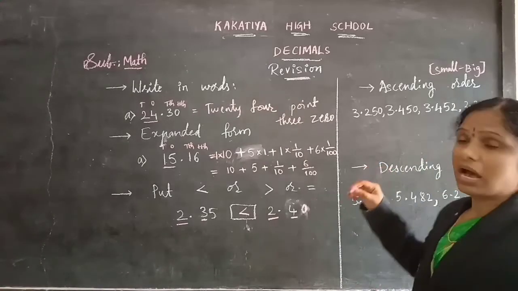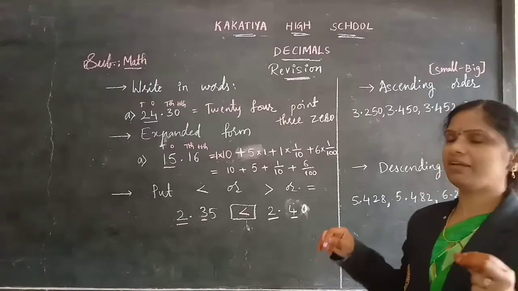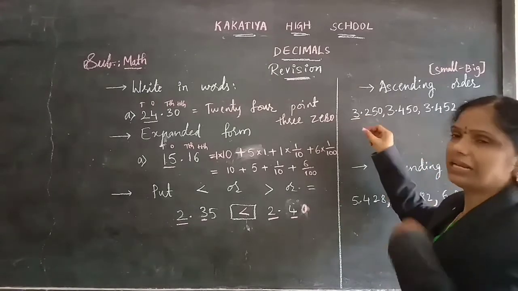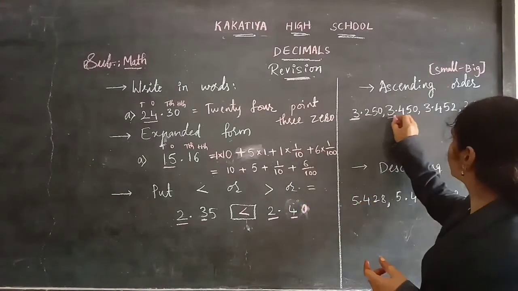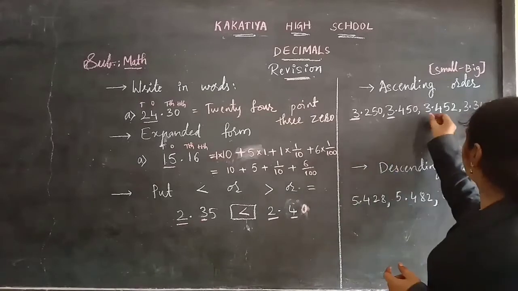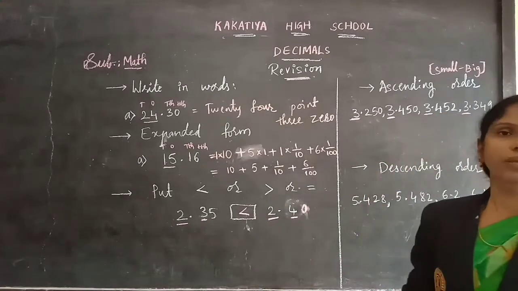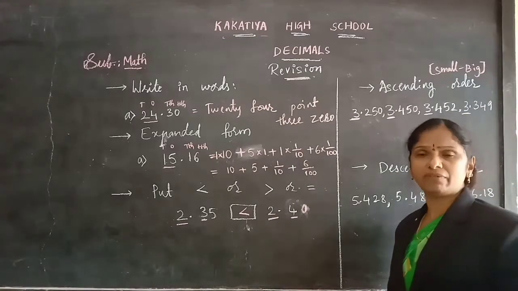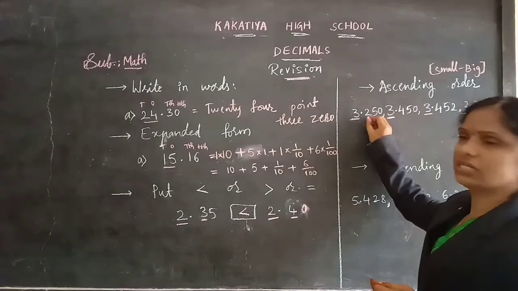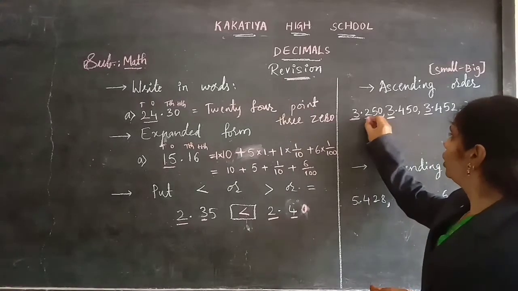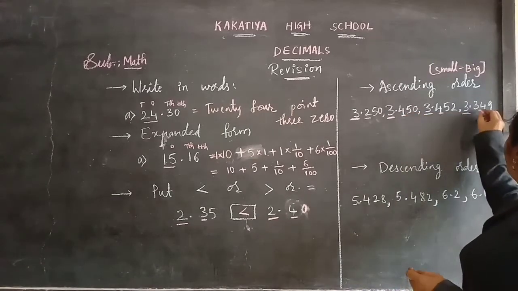Now after changing into like decimals you need to check the integral part of every number. Integral part means the numbers on the left side of the point. Here in the first number 3 we have, in the second number also 3, in the third number also 3, and in the fourth number also 3. So the integral part is the same for all given numbers. Then you go to the 10th place, the first digit of the decimal part: 2, 3, 4, 4.